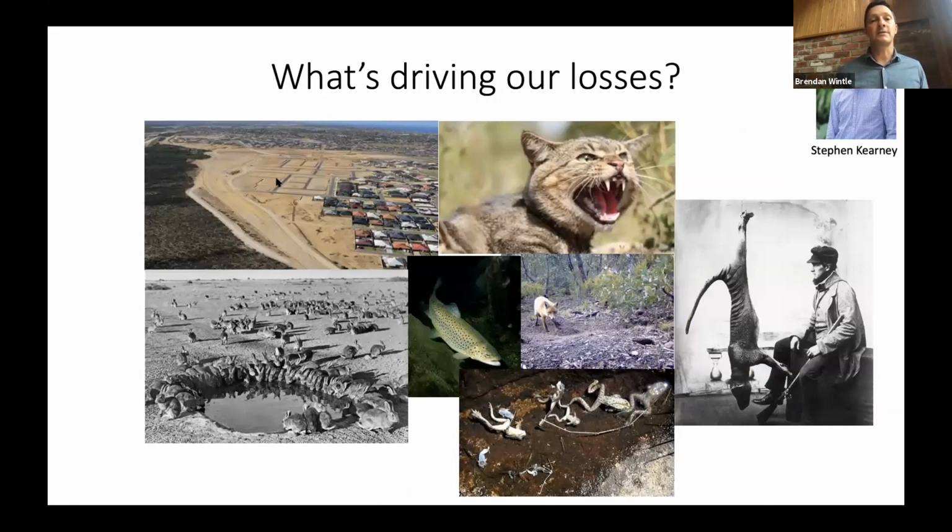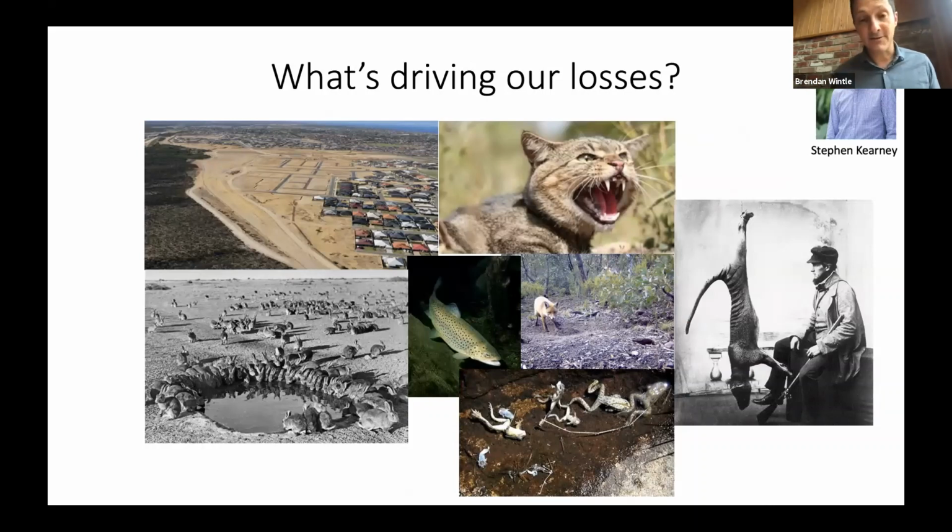What's driving our losses? Well, it's pretty much the same as the global pattern: massive land use change, clearing of natural habitats for crops, for cities and towns, the introduction of invasive species that cause incredible damage to natural populations, the recent advent of disease, and in some cases, good old traditional persecution and the terrible tragedy of the Tassie tiger there.